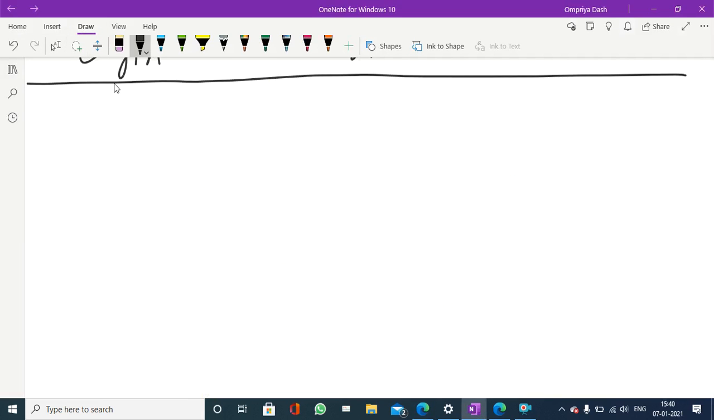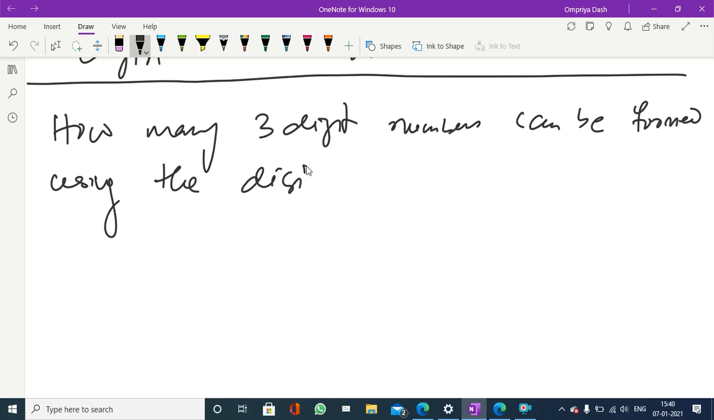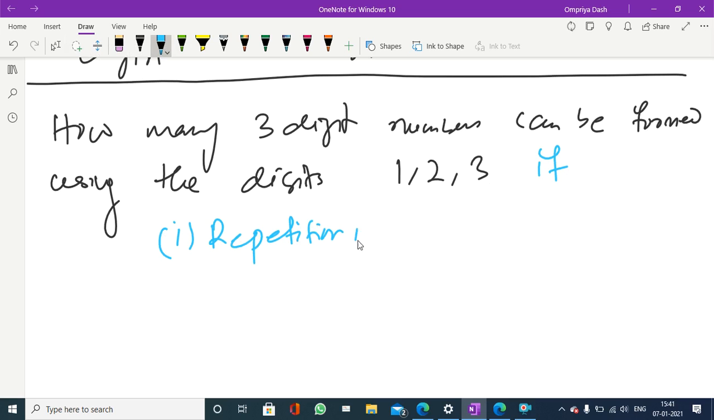Very easy question. The question is, how many 3-digit numbers can be formed using the digits 1, 2, 3 if, bit 1, repetition is allowed, bit 2, repetition is not allowed. Don't worry about it, not very difficult, I will explain.